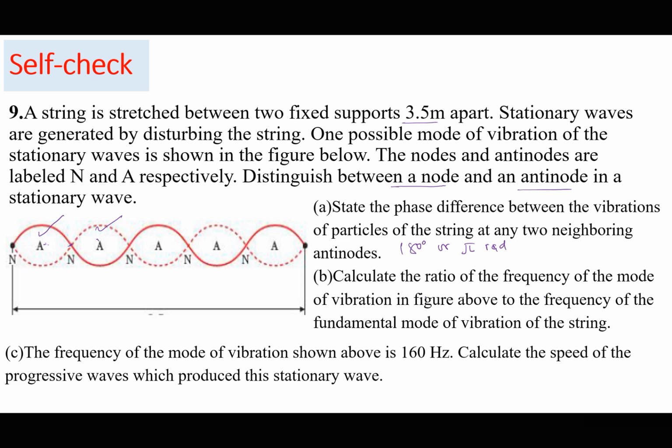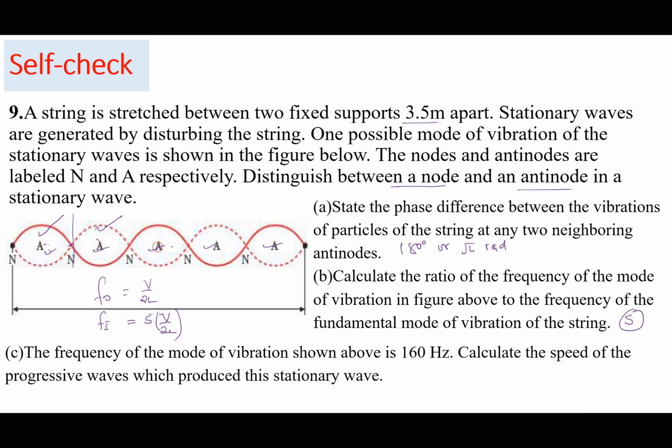Calculate the ratio of the frequency of the mode of vibration in the figure above to the frequency of the fundamental mode of vibration of the string. Remember, for the fundamental mode, we have only half a cycle, which is one loop. For the fundamental mode, F naught was equal to V over 2L. This one is 1, 2, 3, 4, 5 loops. Someone will be able to notice that this is going to be F5, which is 5 times V over 2L. In other words, the ratio here is going to be 5.